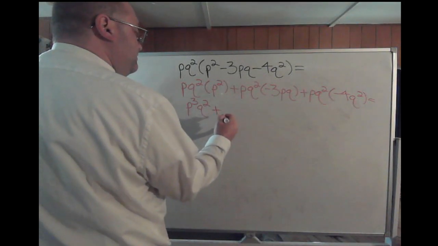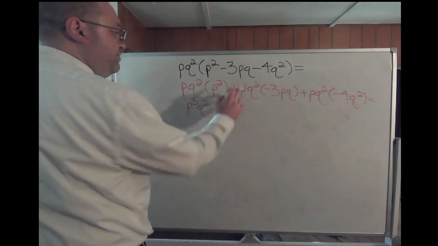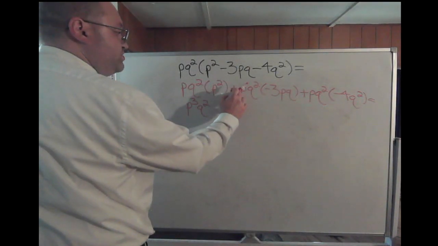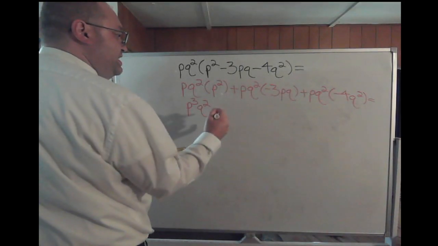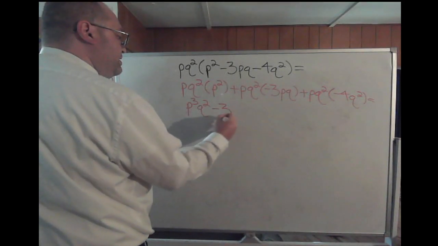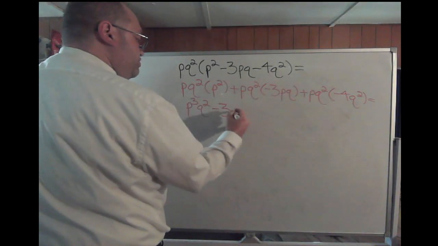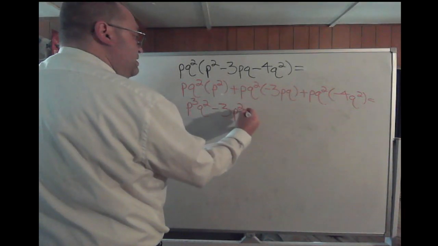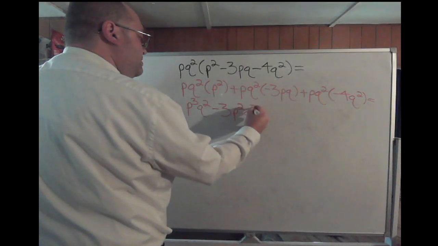Plus you have, well, let's look at your coefficients first. You have 1 for the coefficient on pq squared times negative 3 for your coefficient on pq. 1 times negative 3 is negative 3. Now you have p times p, which would be p squared. Then you have q squared times q to the first, which would be q cubed.